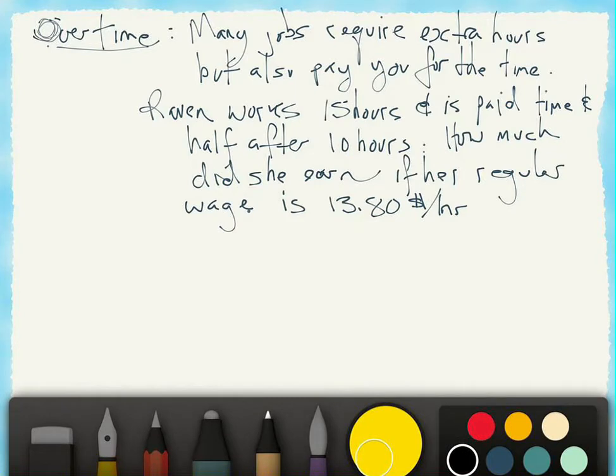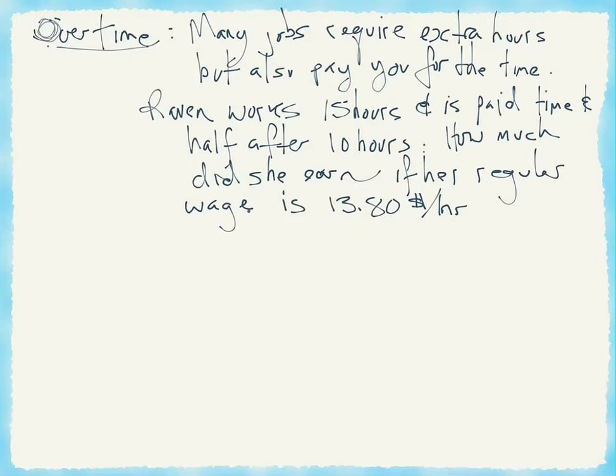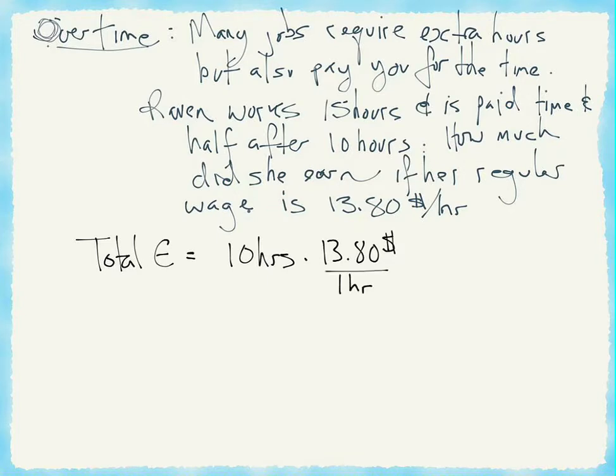So over here, we're going to say, okay, the total earning will equal 10 hours times her regular wage of $13.80 per hour, and then we'll have to add 5 hours of overtime.